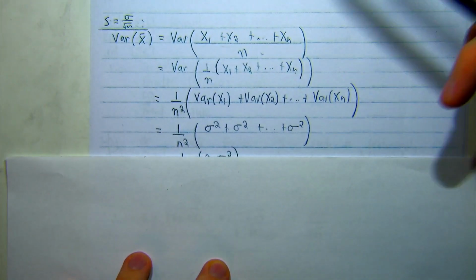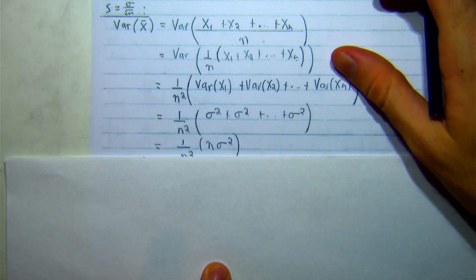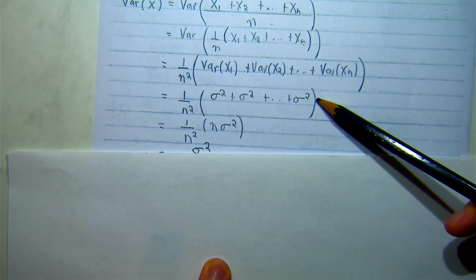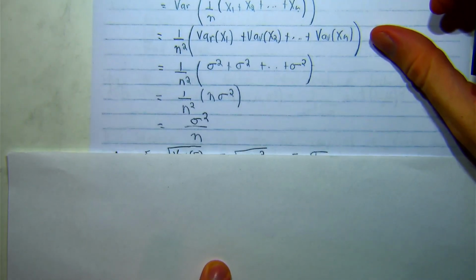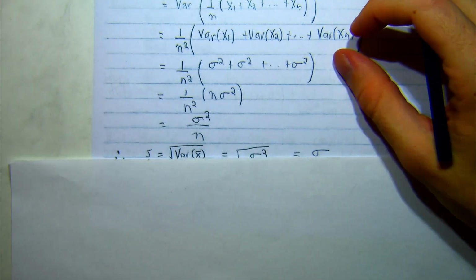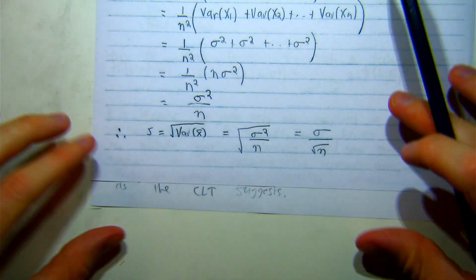And then the variance of these random variables is sigma squared, which is happening n times. So we get 1 on n squared and sigma squared. So there are n of these. And then that's sigma squared on n. And so the sample standard deviation, which is the square root of that, is just going to equal this.